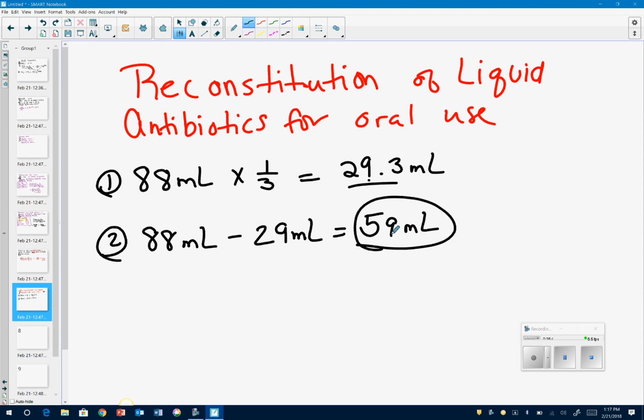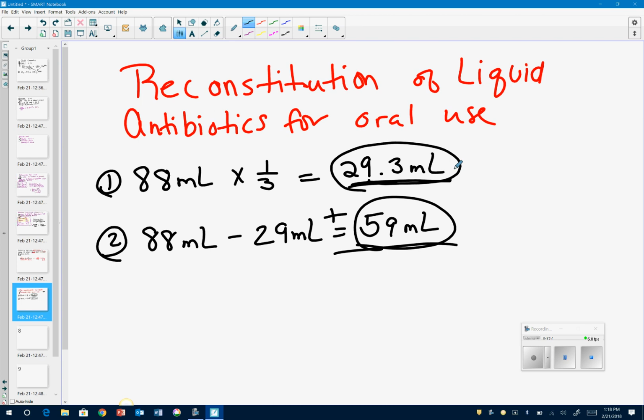You can double check your answers by adding these two together. They should equal 88. So what you want to do is add the 29.3 in first, shake it until the powder is liquid and it's mixed pretty well. Then you're going to add the remaining 59 milliliters in, then shake it up.